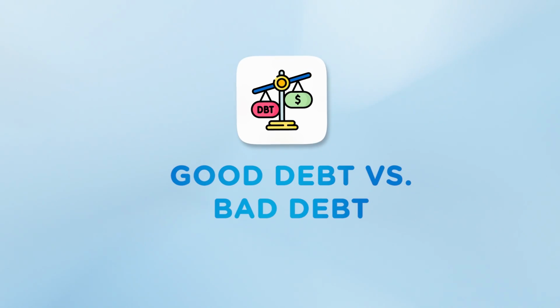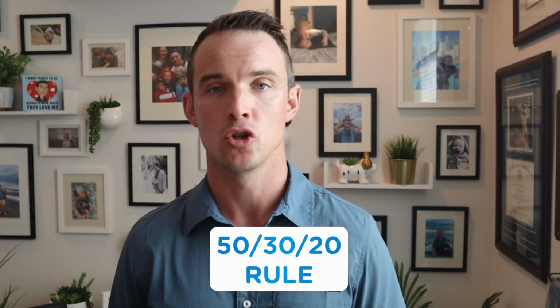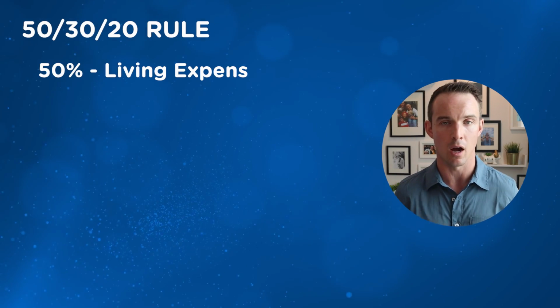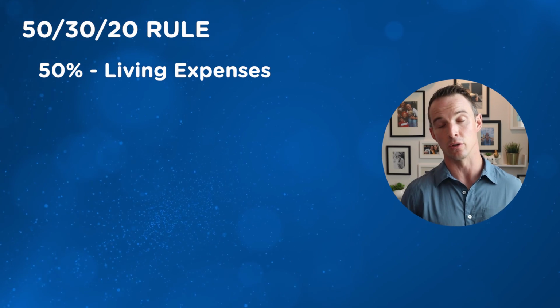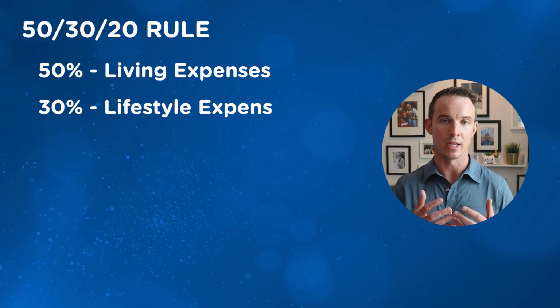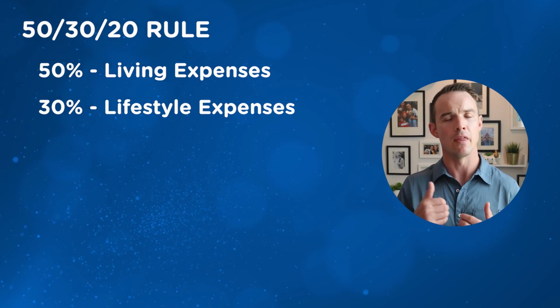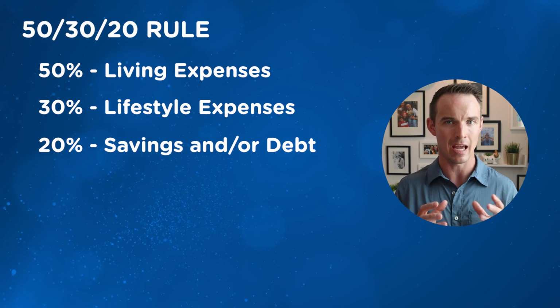Next up, good debt versus bad debt. And another common theme, I probably should have noted this in the first section. We think a good outline for budgeting is what we call the 50-30-20 rule. So 50% of your budget would be dedicated to your living expenses, 30% would be dedicated to your lifestyle, and then 20% would go towards savings and or debt.